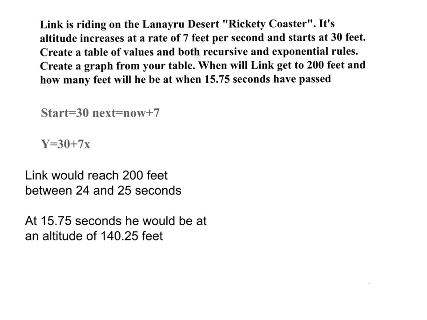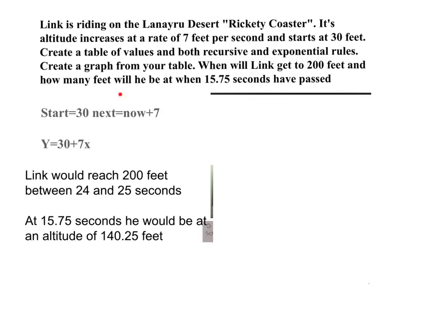Link is riding on the Lernu Desert Rickety Coaster. Its altitude increases at a rate of 7 feet per second and starts at 30 feet. Create a table of values in both recursive and exponential rules. Create a graph from your table. When will Link get to 200 feet, and how many feet would he be after 15.75 seconds have passed?